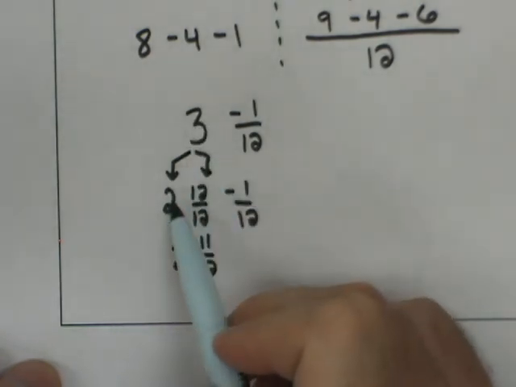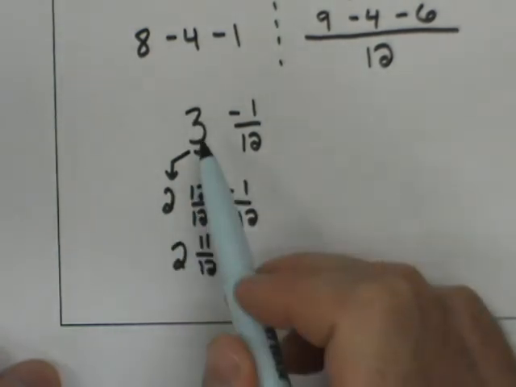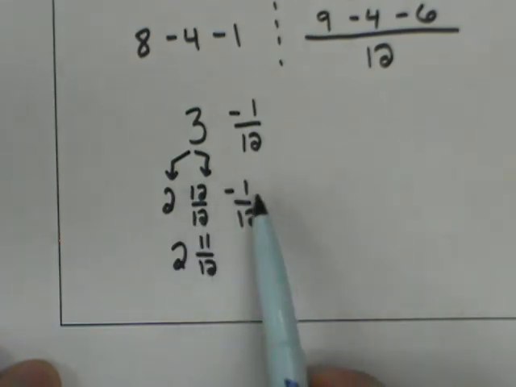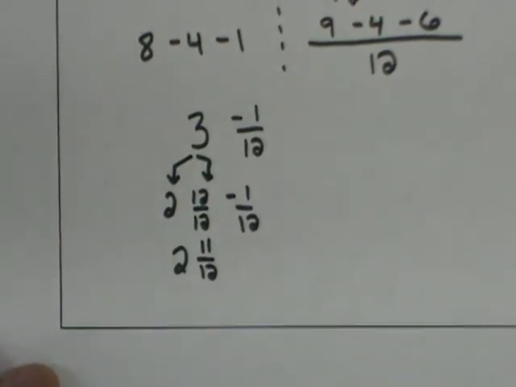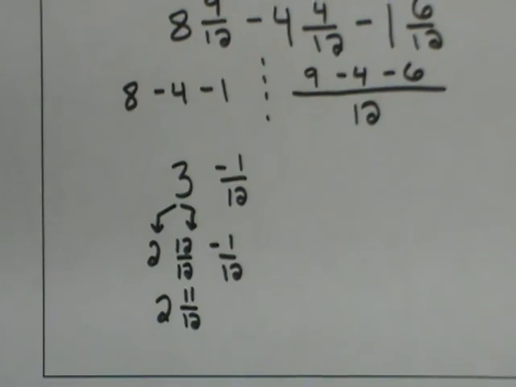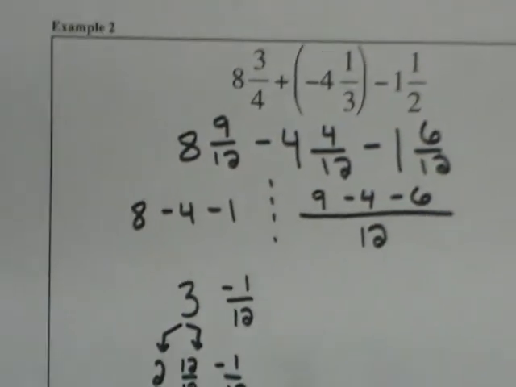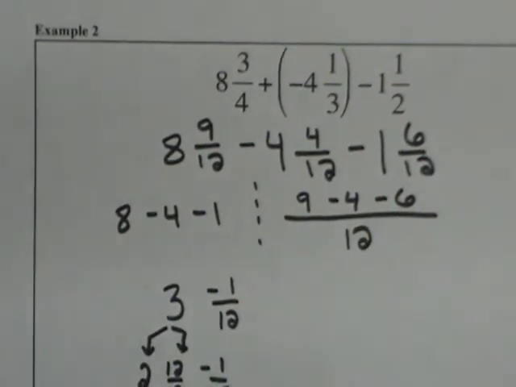Notice when I borrowed, the 2 is not going to change. It's a final answer. That's your final whole number. It's just the fractional part that we have to make appropriate. Notice that the whole number and the fraction are positive. That's what we're looking for. That's example 2 with borrowing included for adding and subtracting mixed numbers.